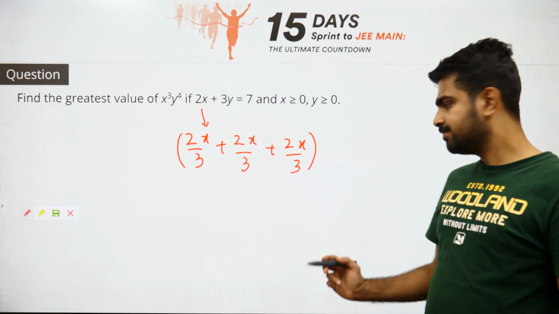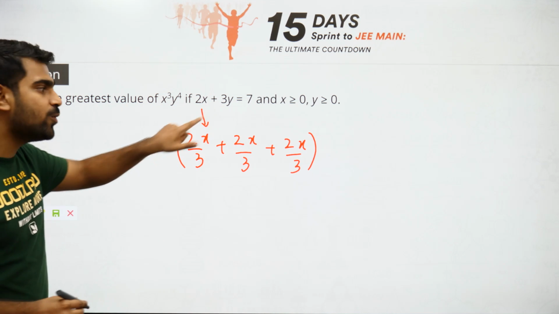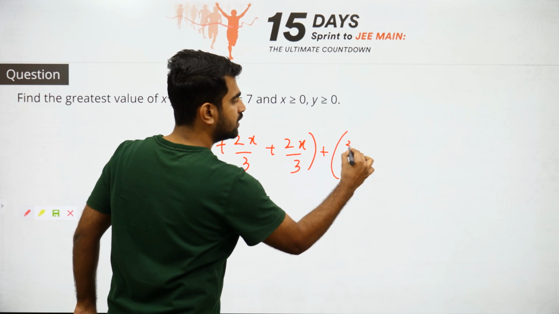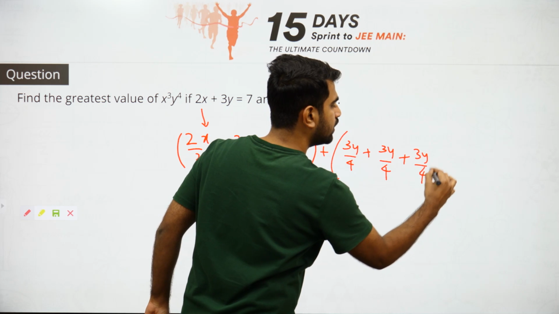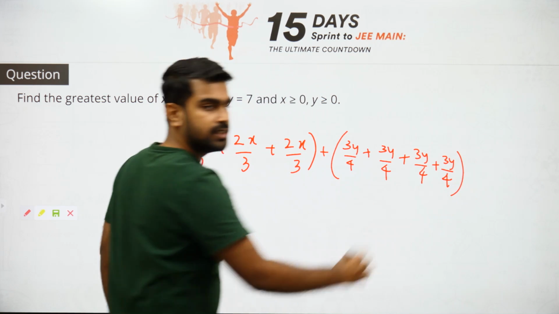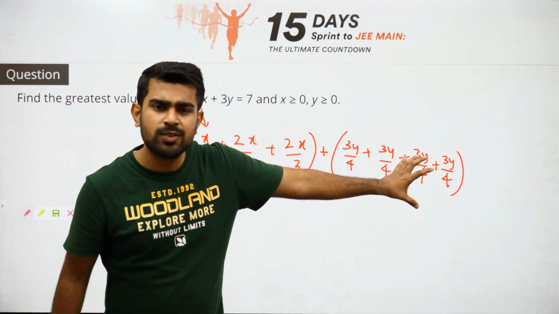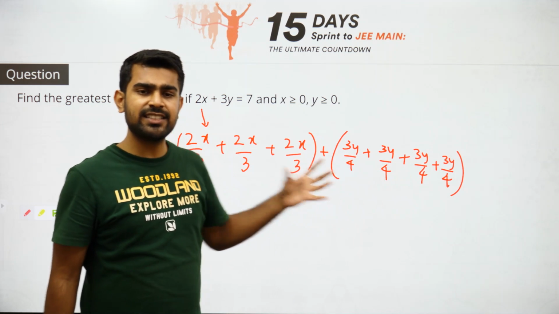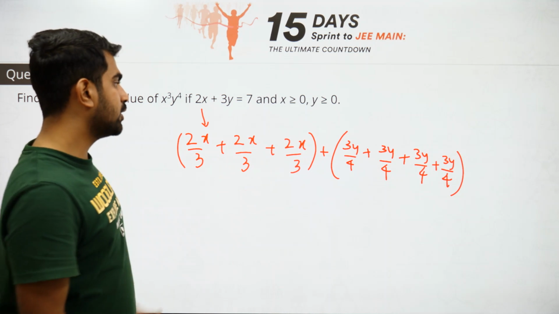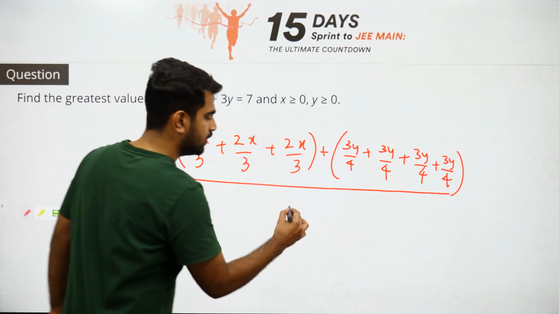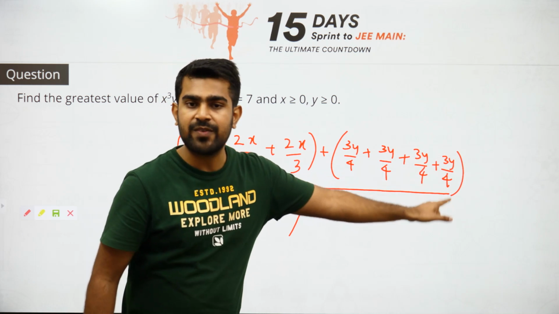Okay. Now, can I write it this side? I will write 3y as 3y by 4 plus 3y by 4 plus 3y by 4 and plus 3y by 4. Is that okay? So I am just adding everything. Now this entire expression put together is nothing but 2x plus 3y. So now I will divide it by 7 because there are 7 terms. 1, 2, 3, 4, 5, 6, 7.